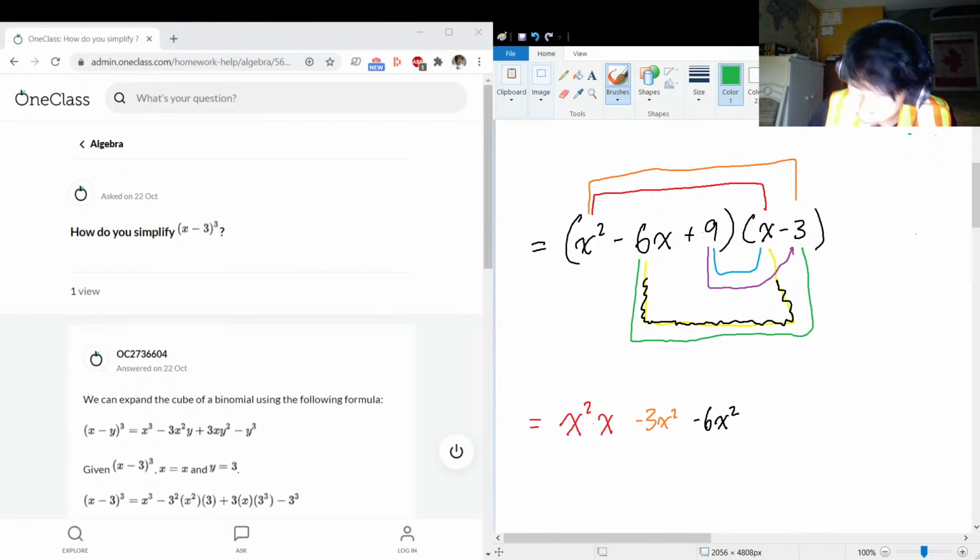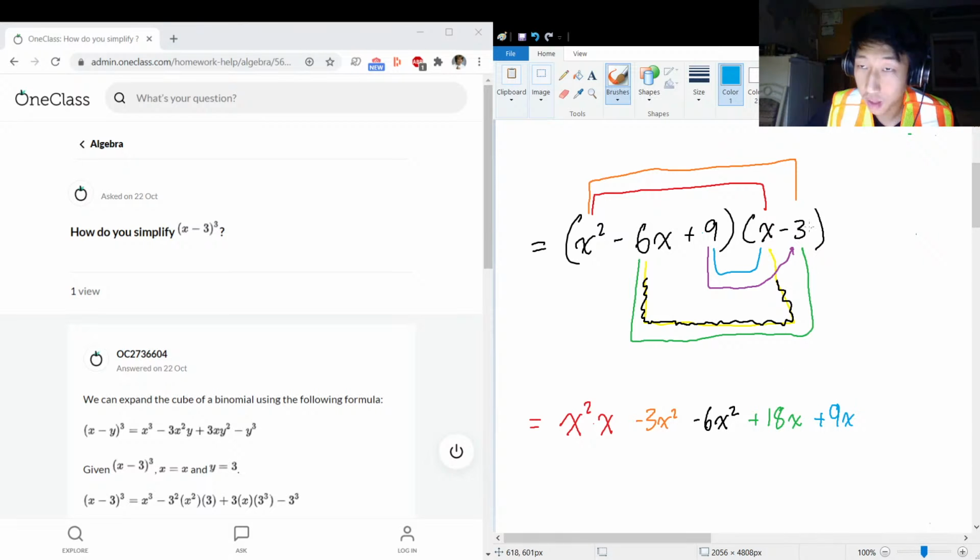Okay, now we got our green one. Negative 6x times negative 3. Negative numbers multiplied together, that's a positive. I'm positive about that one. So we got 3 times 6, 18x, positive, plus 18x. Okay, the next thing we got is blue. We got positive 9 times x, positive 9x. And the last one is indigo, or purple. 9 times negative 3, negative 27.